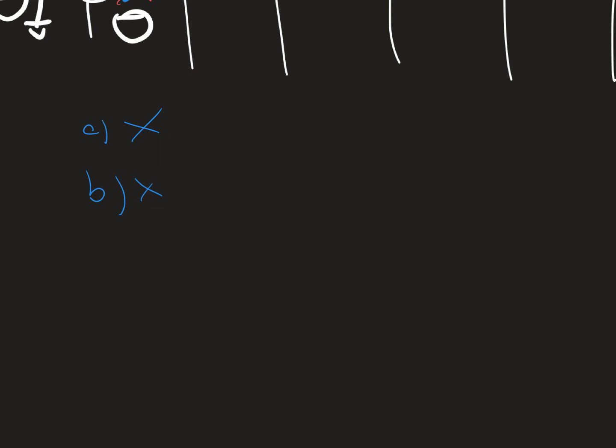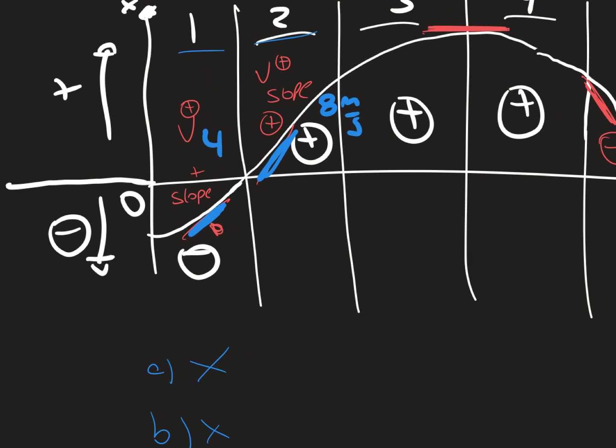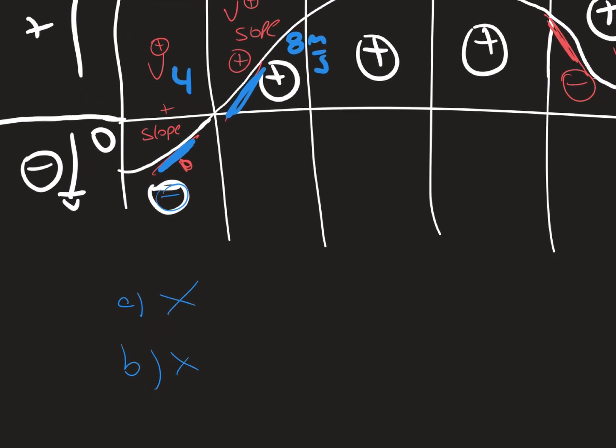Then letter C, it starts saying in region 1, the position is negative. What do we say at first? In region 1, the position is negative. That is true. But it says the velocity is positive. Still, that is true. Let's keep reading. Meanwhile, in region 5, the position is positive and the velocity is positive. Okay, so let's take a look at region 5.